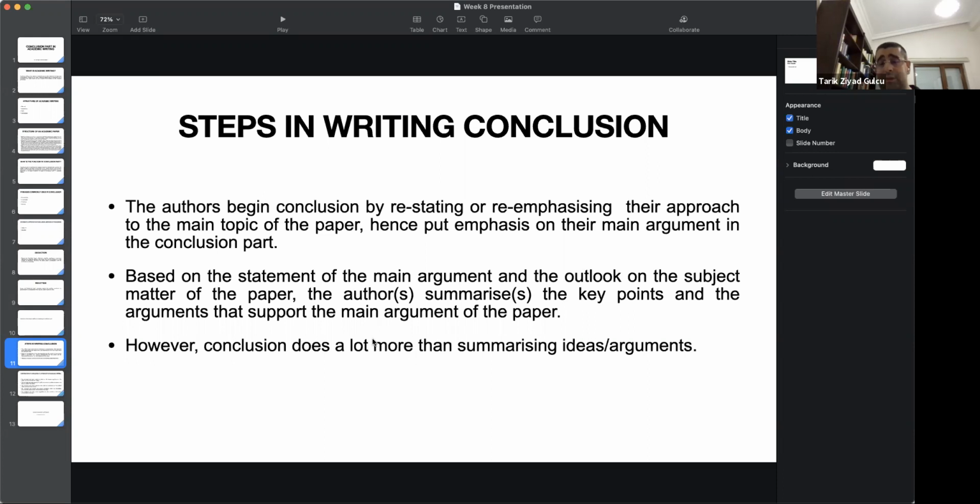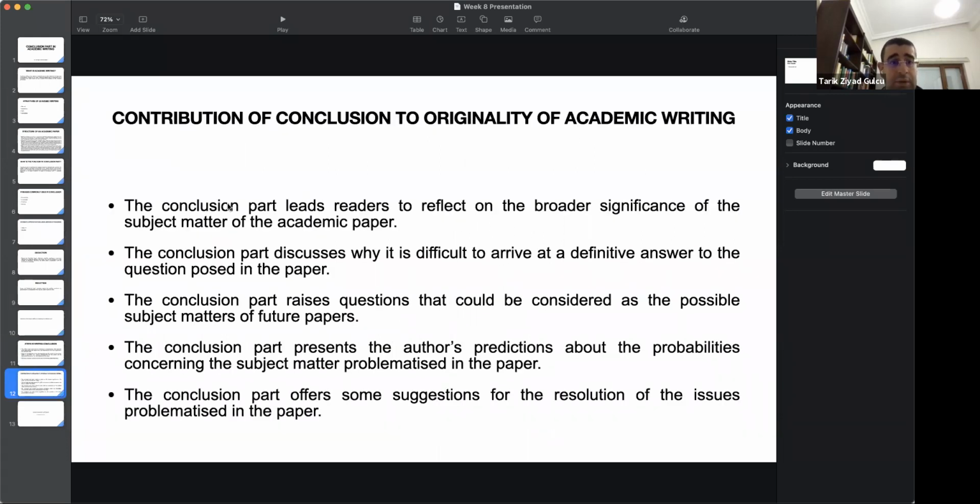So in this context, we can say that the conclusion part is the summary part of the paper. But is it really so? No. Because the conclusion does a lot more than summarizing ideas or arguments. So what does it do? We will talk about this right now. The conclusion part leads readers to reflect on the broader significance of the subject matter of the academic papers.